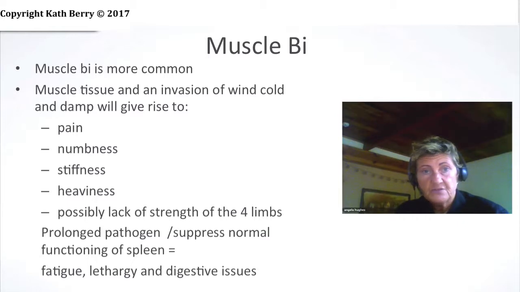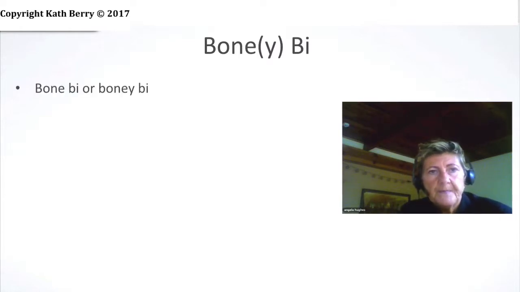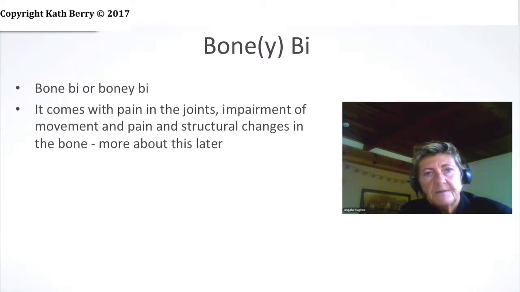The last stage I want to talk about, which is the one I see the most working in a nursing home, is bone Bi, or bony Bi. It comes with pain in the joints, impairment of movement, and structural changes in the bone. We'll talk more about this later on.